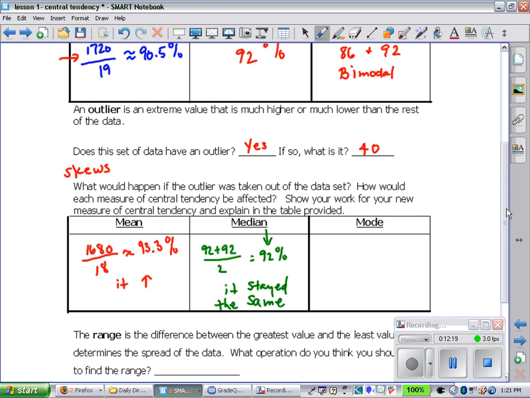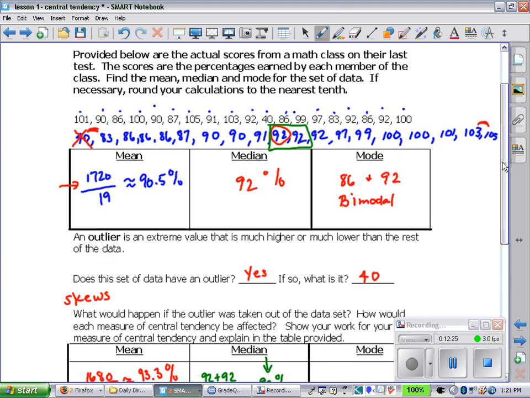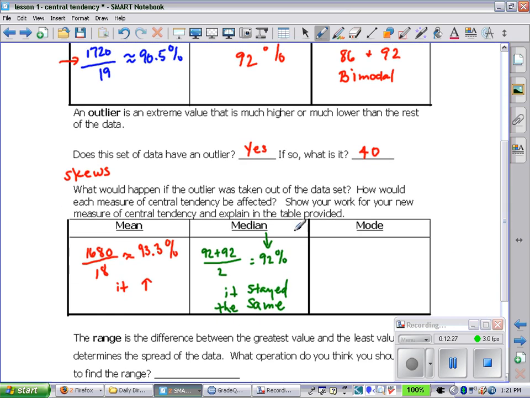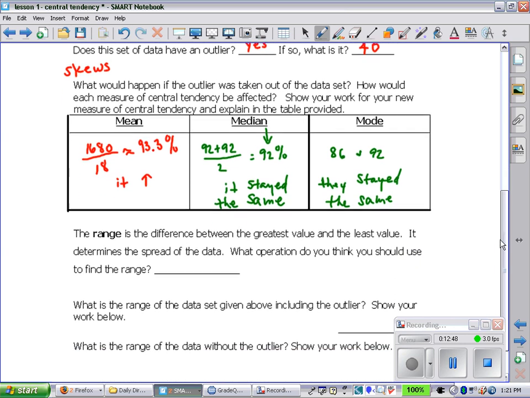And then there's the mode. Same thing. If we take out 40, that's not going to change either of these two numbers that were most frequent. So 86 and 92 are still our modes. So we'll say they stayed the same too. So no change. You could write no change if you wanted. They stayed the same.